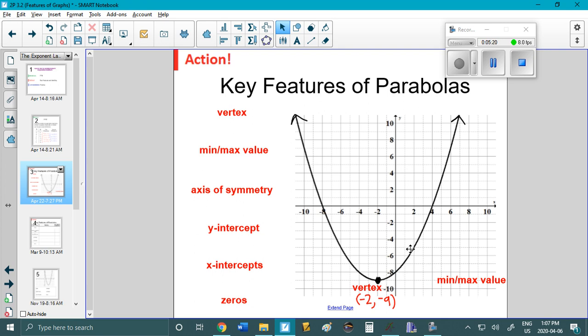Well, we can see that this goes up forever, so there is no max. However, if we're moving down, eventually we'll get to the lowest point. And in this case, the minimum value is down here. The minimum is going to be the y value, and that's going to be right here. Okay. So the minimum value is y equals -9.